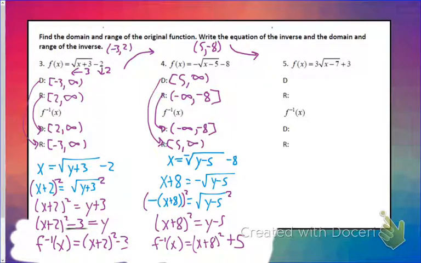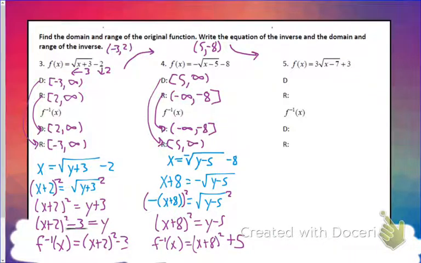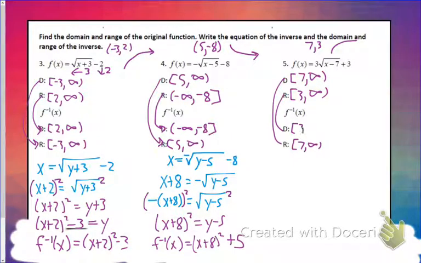All right, last one. Again, I'm going to do my domain and range. Okay, so this one would start at 7, 3, right 7 and up 3, has not been reflected or anything, looks like the parent function. So I know the farthest left is 7, the bottom is 3. Flip domain and range. All right, and then let's solve. Okay, switch x and y. Minus 3.